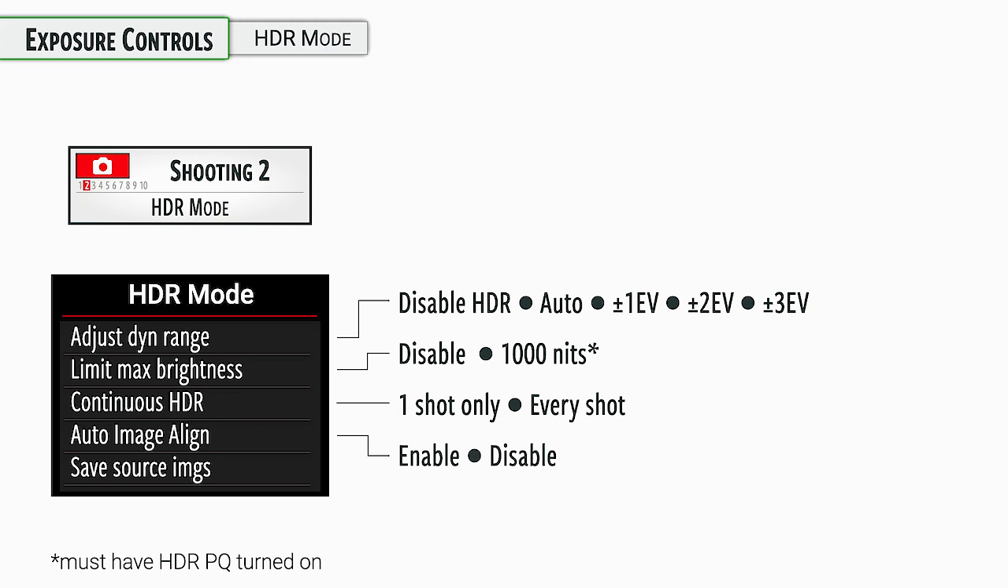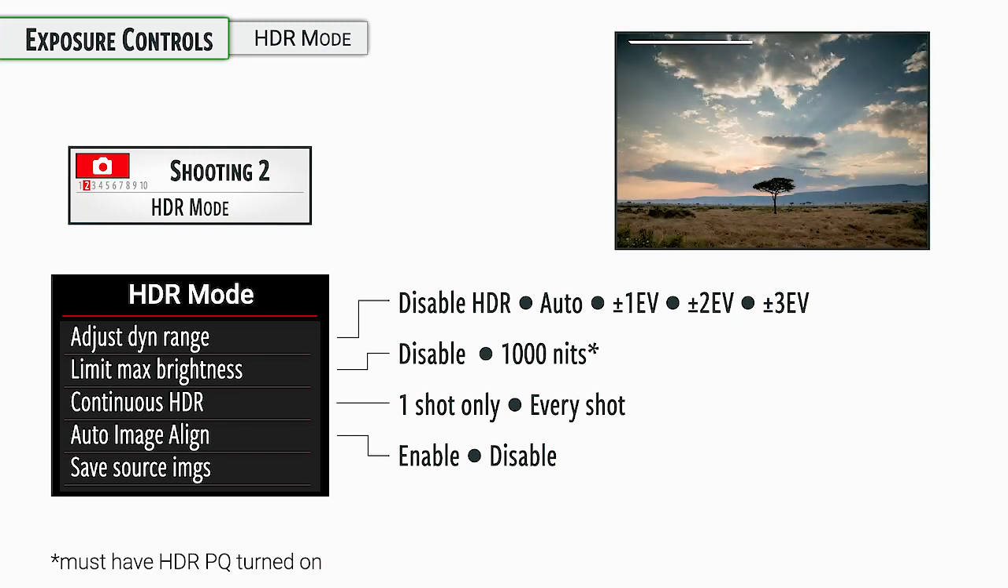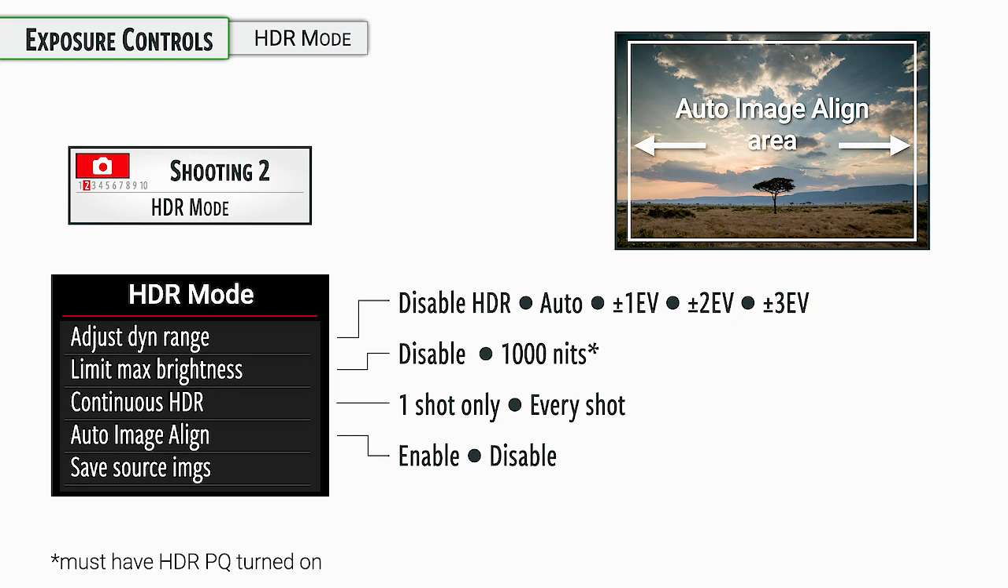Auto image align. I don't like this, but I can see how some people might like this. It is designed for handheld photography. What it does is it crops in on the frame a little bit. It's like a 1.1 crop, and you don't get as much wide angle, but if you move, which you will do if you are hand holding the camera, it realigns everything for your final composite image. And so if you're trying to shoot handheld, turn it on. If you're on a tripod, turn it off.